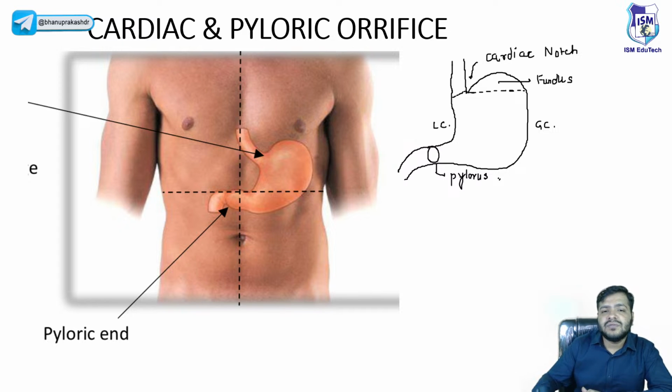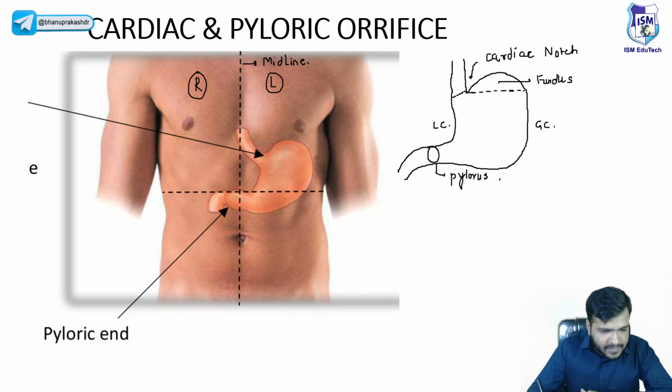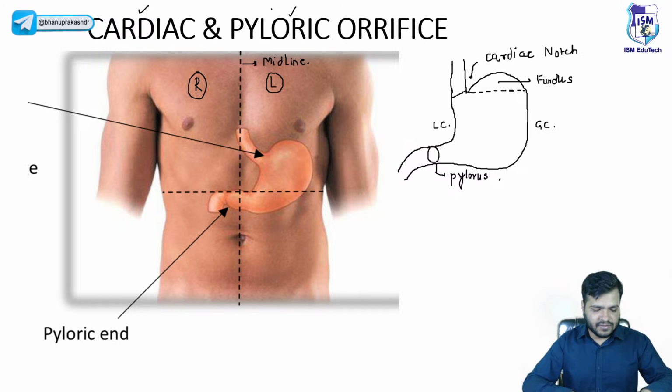Now what I want to say, beta, you already know this. Suppose this is the right side and this is the left side, and this is the midline of the body. Now tell me guys, the cardiac orifice and the pyloric orifice, which is towards the left and which is towards the right? I'm waiting for your answers in the chat box.